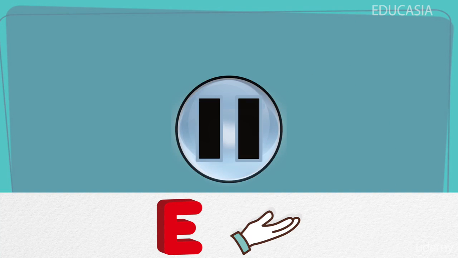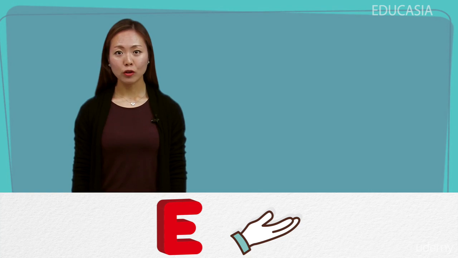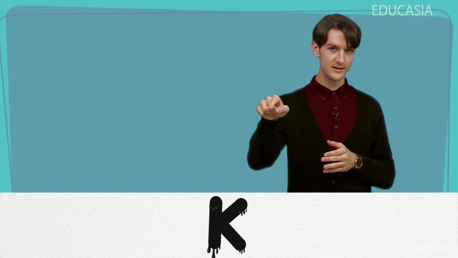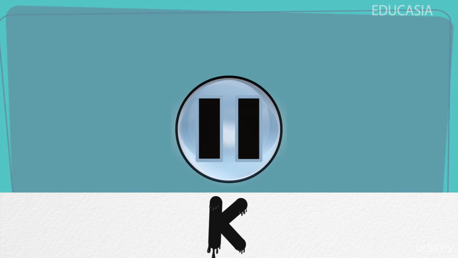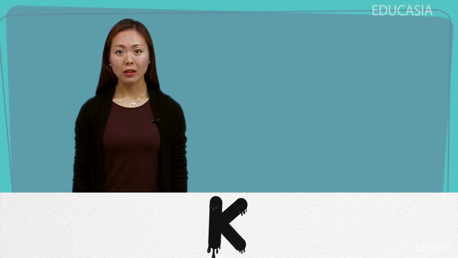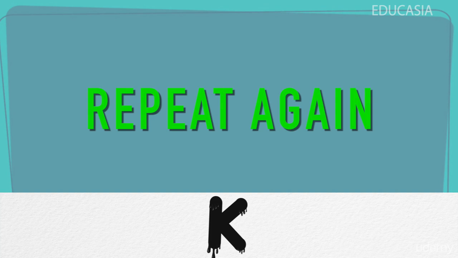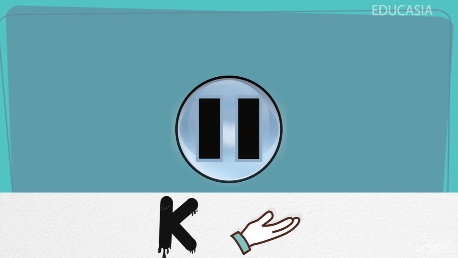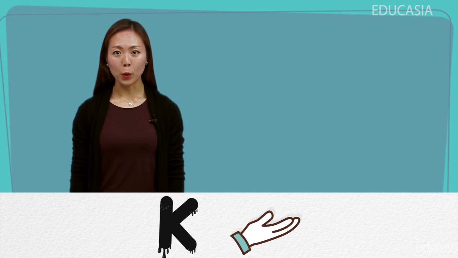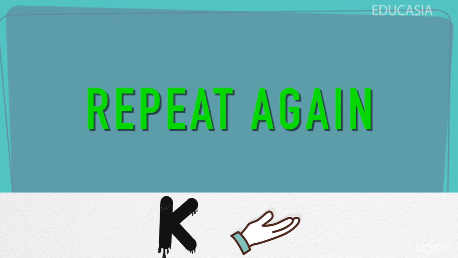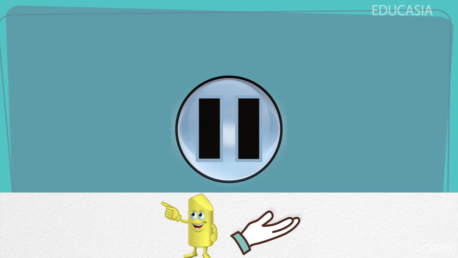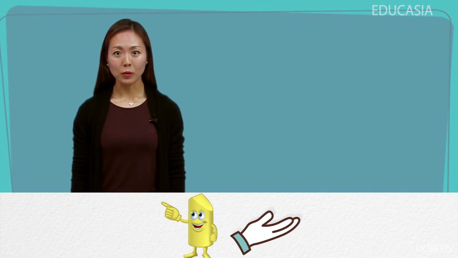So how would you say, give me this thing? 이거 주세요. Okay, and what was that thing again? 그거. So how would you ask for that thing? Please give me that thing. 그거 주세요. And what about, please give me that thing over there? 저거 주세요.